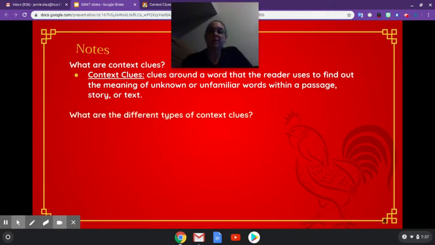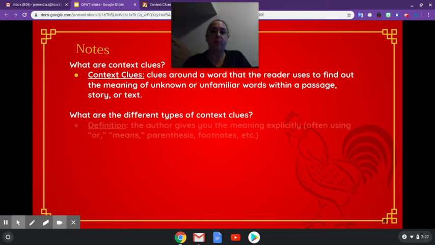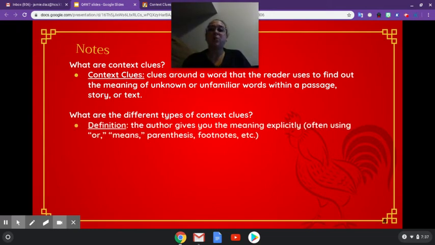We also know what different types of context clues are there. Remember my anchor charts that I would be pointing at in the room? We have definition, which is when the author gives you the meaning explicitly, often using or means parentheses or footnotes. Remember, explicit means directly in the text to where you could touch it.